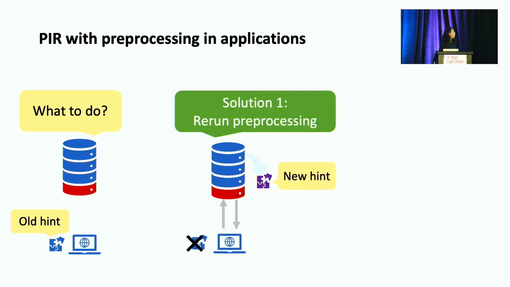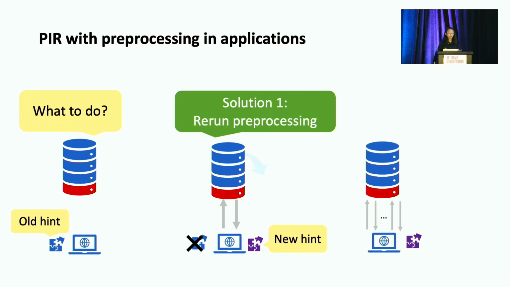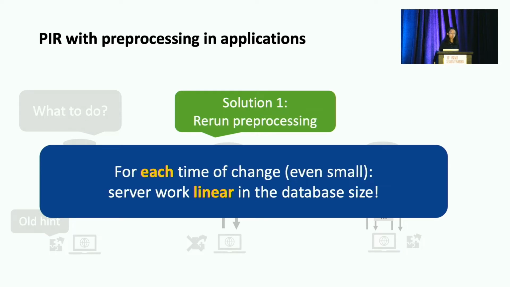A first straightforward solution is just to have the server redo the preprocessing for the updated database. So now the client will discard the old hint and obtain the new hint from the server and use the new hint to do the queries. This works, but it requires the server to do an amount of work linear in the database size each time of the change, even if the change is very small compared to the database size.